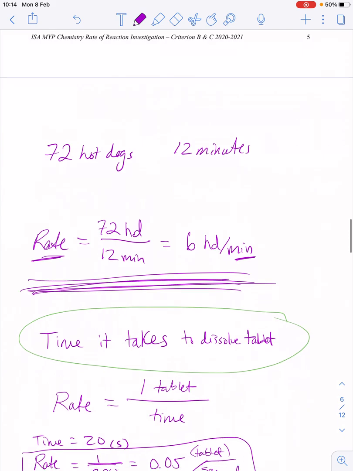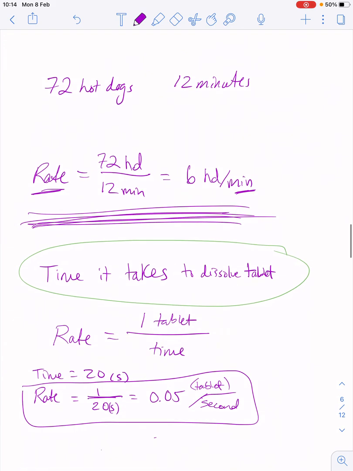Okay. In terms of the actual data processing, remember that in order to calculate a rate, if we use the hot dog example, whenever you calculate a rate, it's always per time. So you're always dividing by the time it takes for something to happen. In the hot dog example, 72 hot dogs being eaten in 12 minutes is a rate of 6 hot dogs per minute.